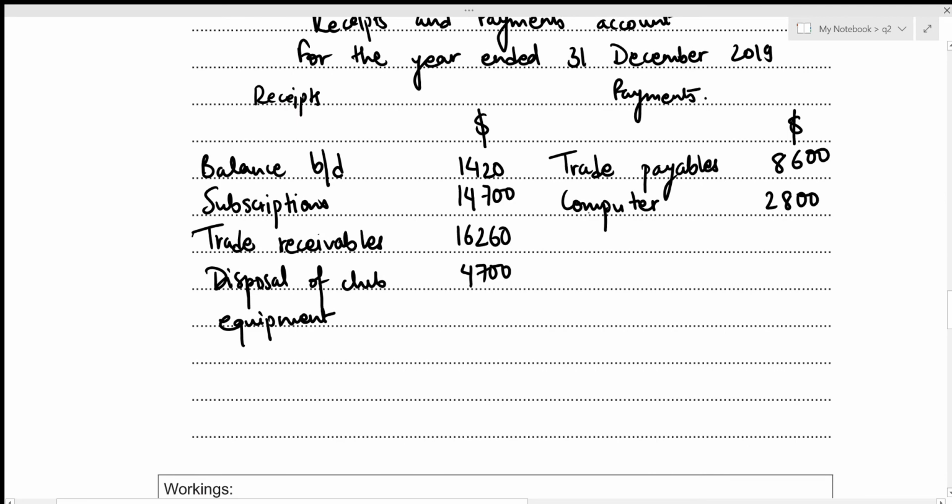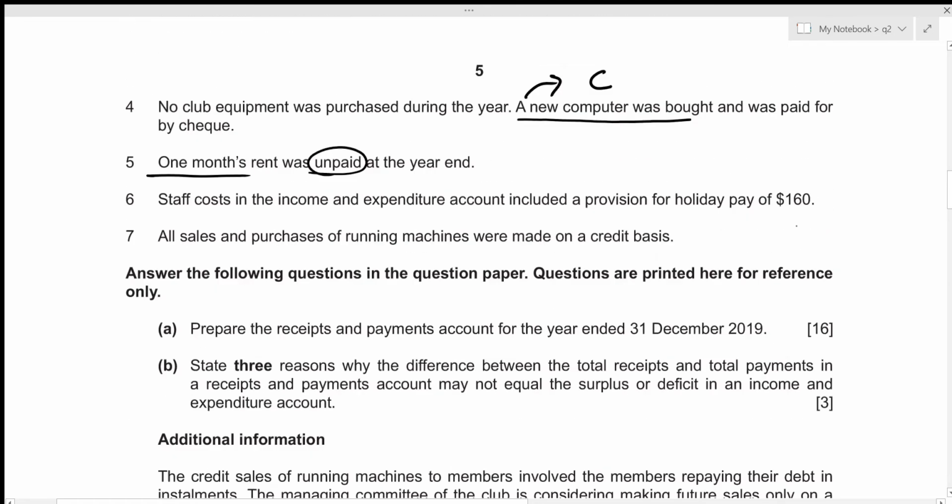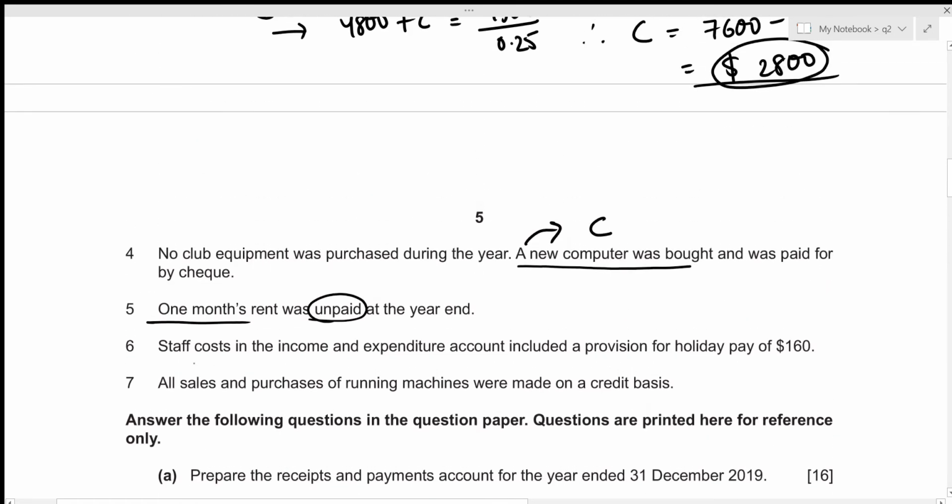So that's going to be rent with the value 5,500. All right. Then for the sixth information, we're told that staff costs in the income and expenditure account included a provision for holiday pay of 160. So provision just means something that we haven't paid yet.